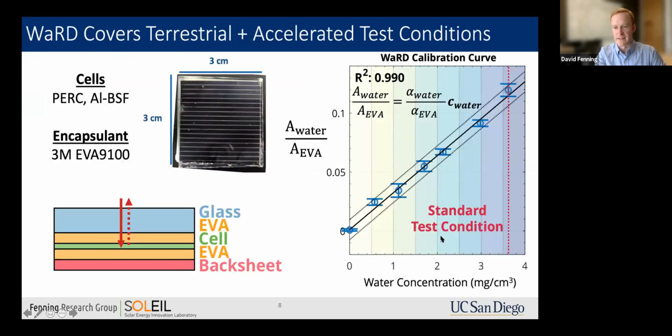So with this, in previous work supported by the CETO office, we developed calibration curves for PERC and Al-BSF modules using EVA 9100, and showed that we could establish a very precise measurement of the moisture concentration in mini modules for a range of concentrations, from the standard 85 damp heat all the way down to vanishingly small moisture concentrations, like Atacama desert style concentrations. So spanning the terrestrial range and accelerated tests.